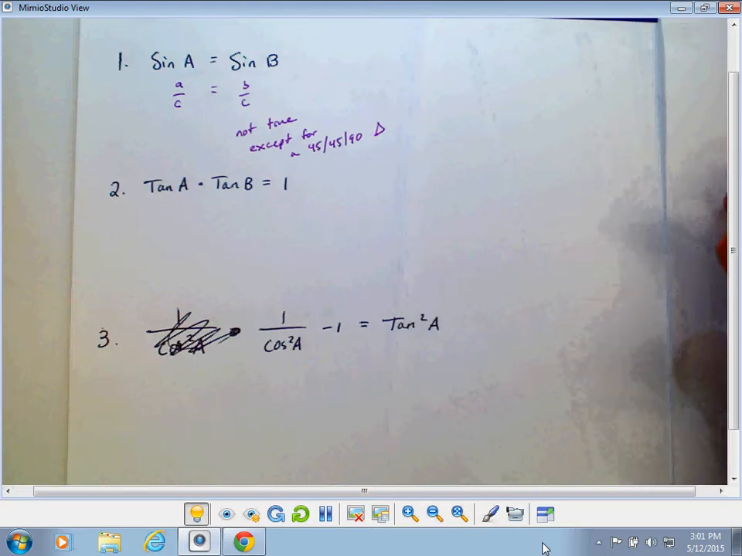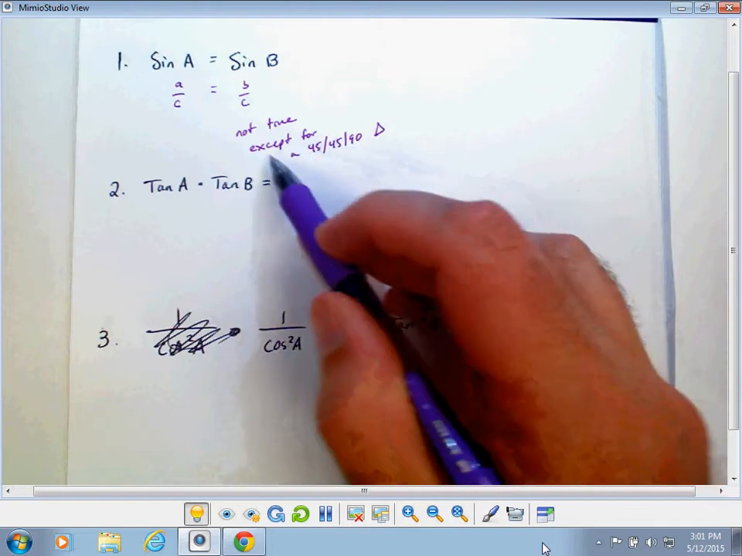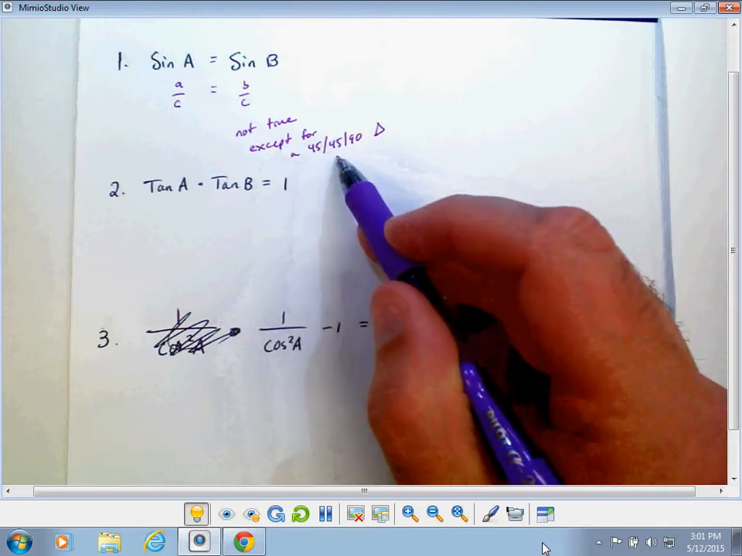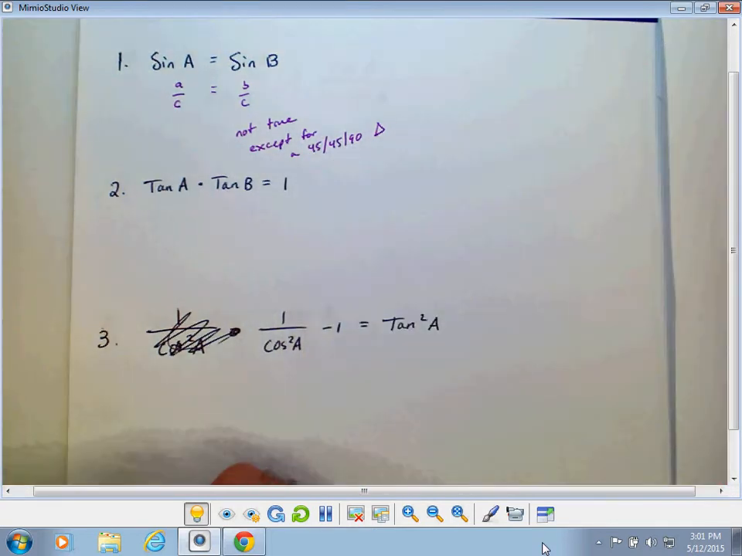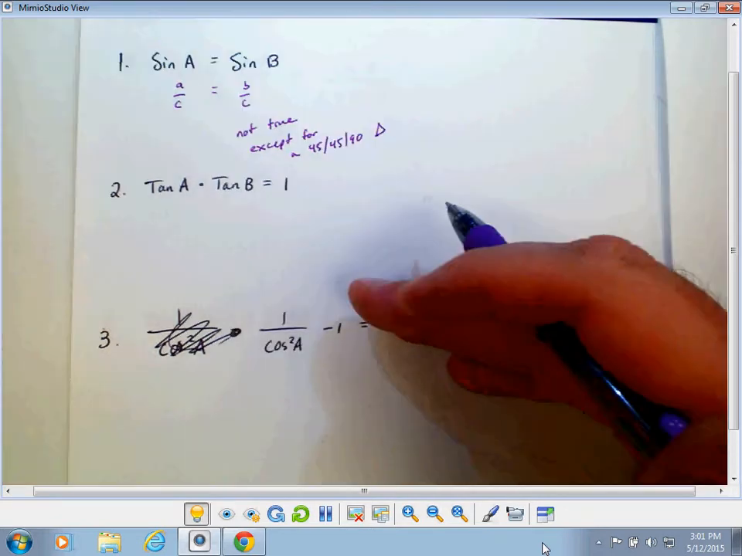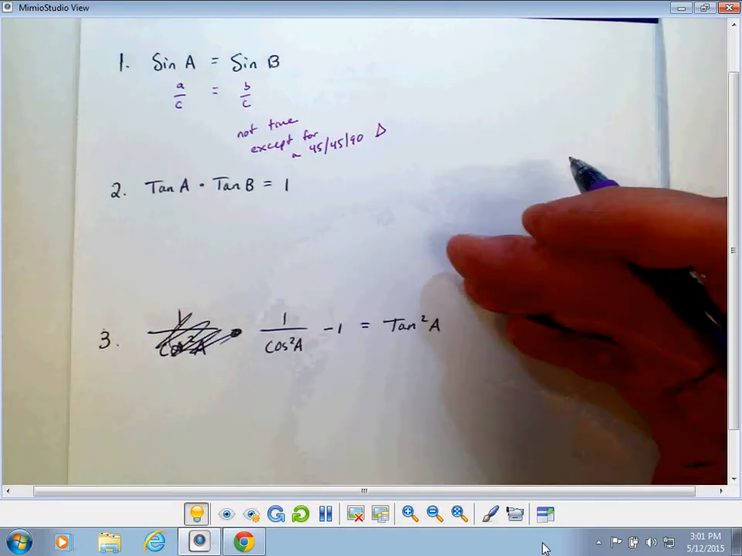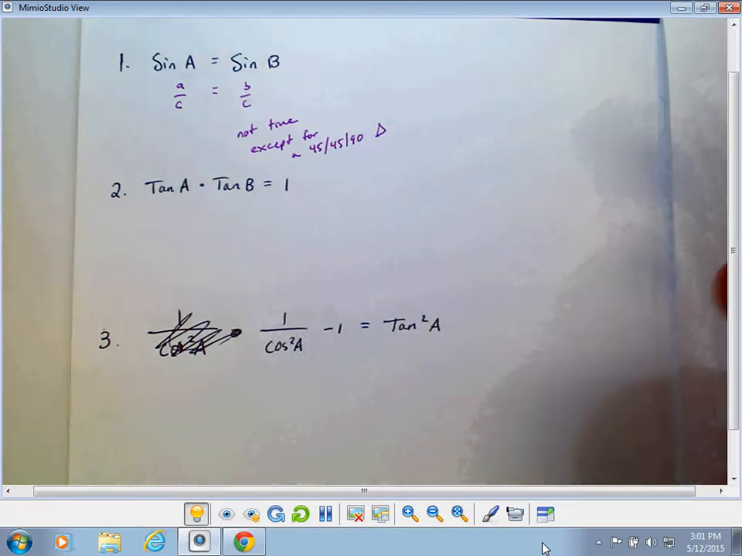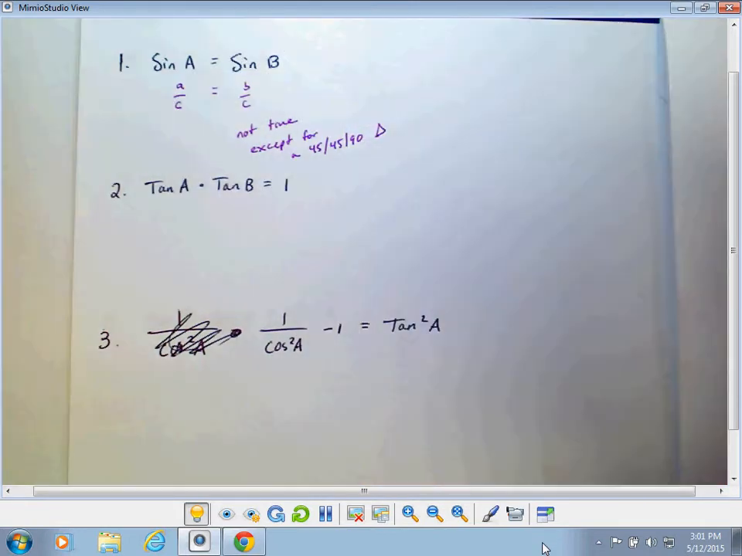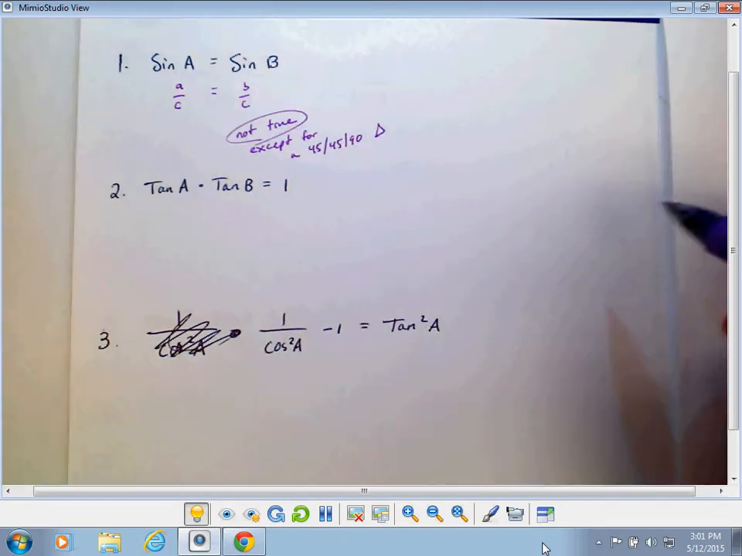But see, then again, what you're really saying is that the sine of a 45 equals the sine of a 45. So it's not really sine A and sine B anyway, it's sine A and sine A. You see what I'm saying? So it's one of those things where, in general, this identity is not an identity. There is no such thing. So this is definitely not true.